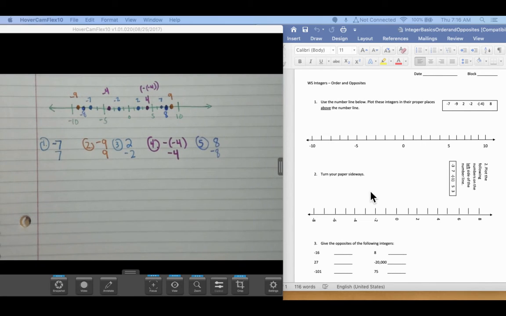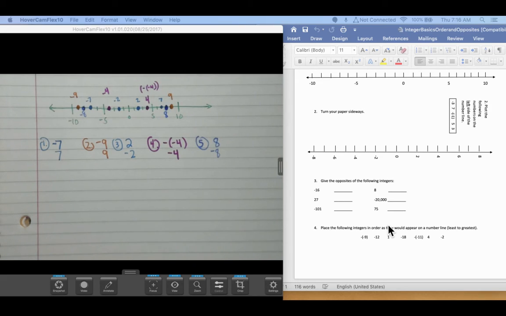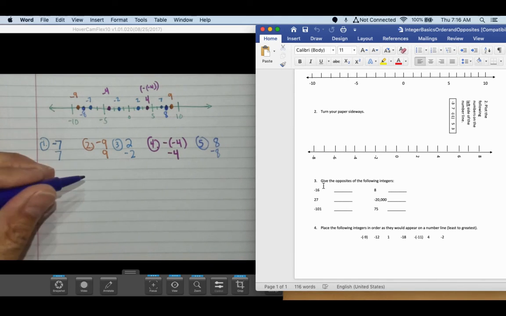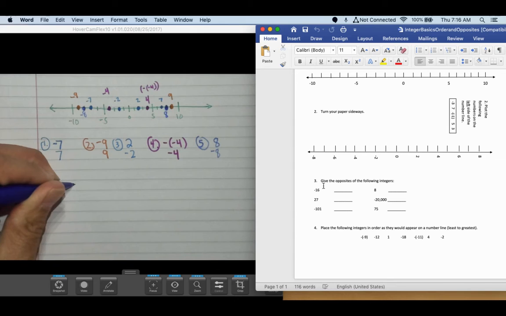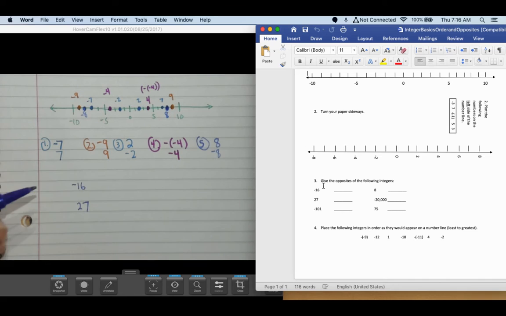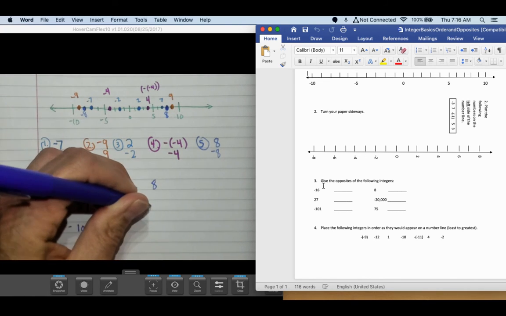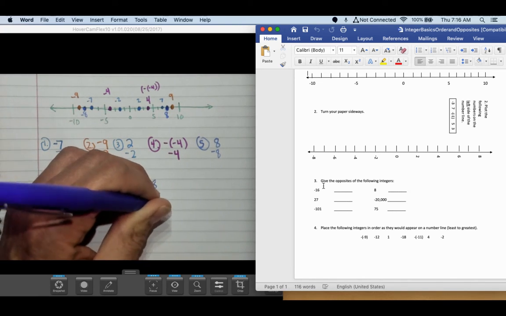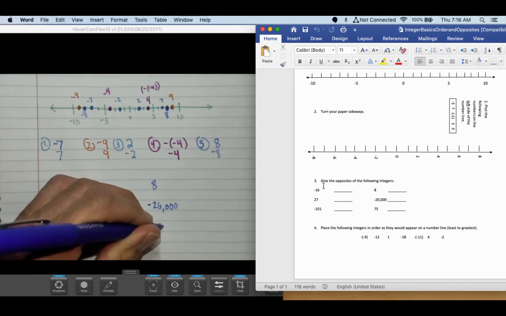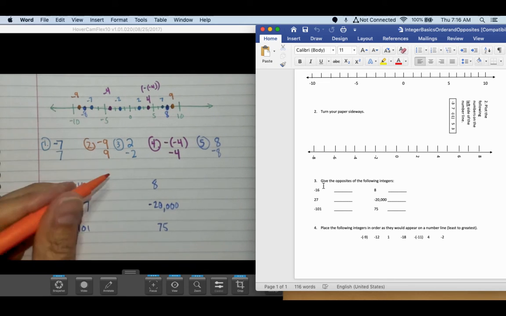All right. There's one last thing I need you to do. All that you need to do is not on a number line, but right here for number 3, I need to see each of those numbers and their opposites. So -16, write down the opposite. 27, -101, 8, -20,000, and then 75. And I need you to write their opposites right next to each of those.